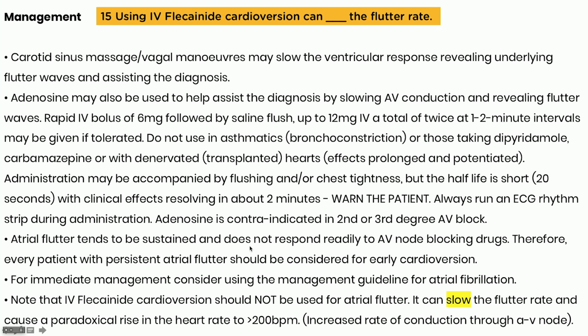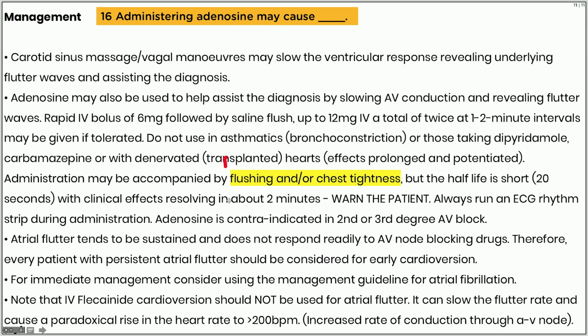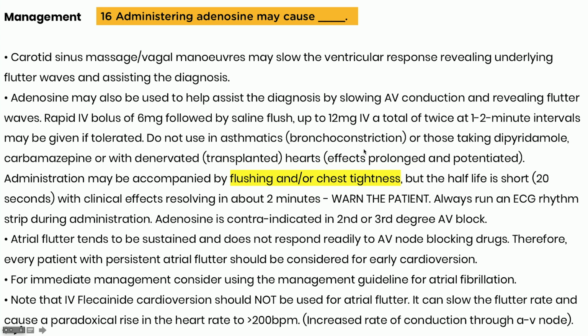So that is the correct answer for that one. And the final one is administering that thing there may cause what? And here, remember that you want to copy directly from the text. So copy this exactly the same, flushing and slash or chest tightness. You want to get all of that. If you just wrote flushing, it would be considered incorrect. If you just wrote chest tightness, it would also be considered incorrect. So do make sure you get all of the information that will be used to complete that sentence correctly.